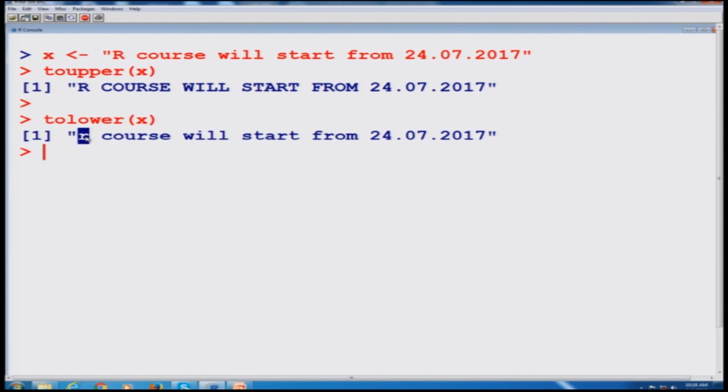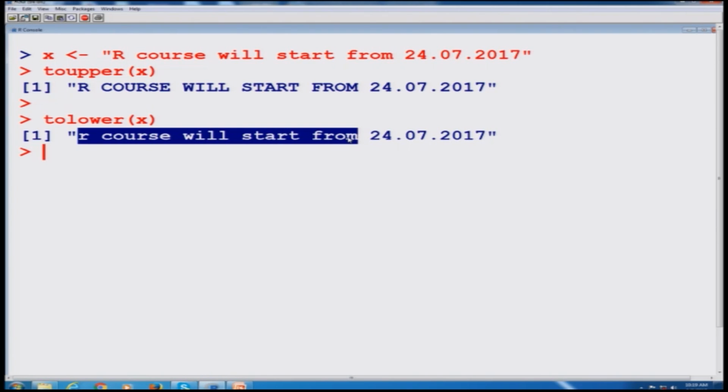So the moral of the story of this example is that in case you have a statement in which some characters are in uppercase and some are in lowercase, when you use toUpper, only those characters which are in lowercase are changed into upper. And similarly when you use toLower, all the characters which are in uppercase, only they are converted. All other alphabetic characters will remain unchanged.